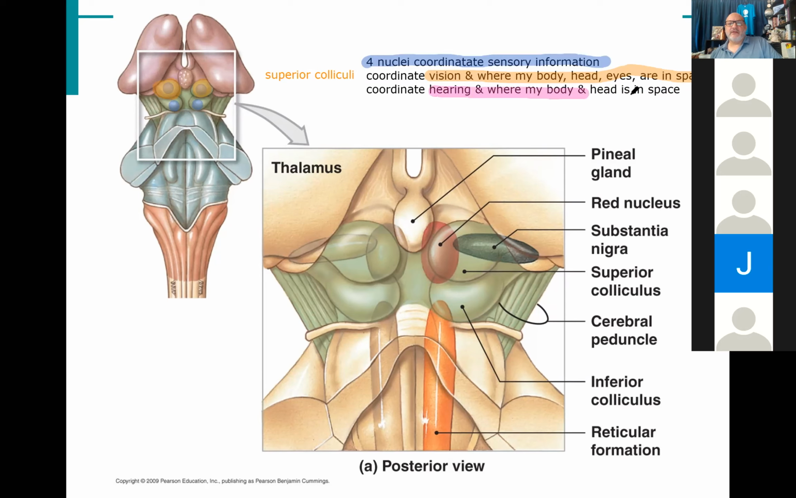Coordinating hearing and where my body and head are in space is the job of the bottom two nuclei. And so, not surprisingly, those are called the inferior colliculi.